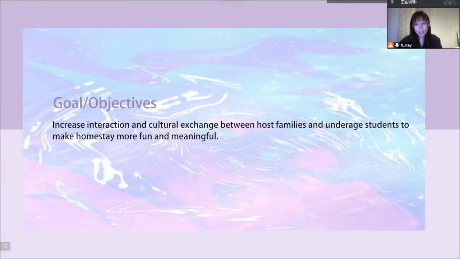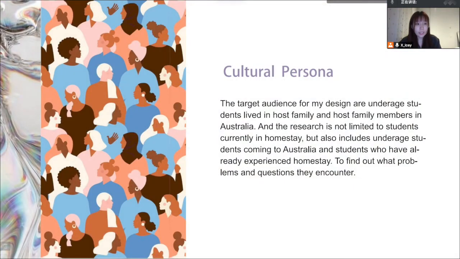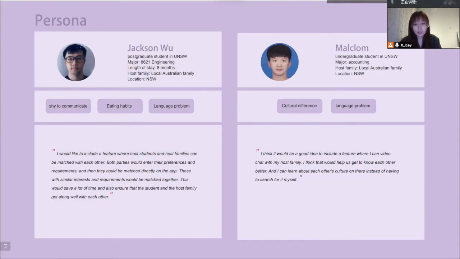So my design goal is to increase interaction and cultural exchange between host family and underage students to make homestay more fun and meaningful. In Assessment 2, the target audience is not limited to students currently in homestay, but also includes underage students coming to Australia, to find out what problems and questions they have. So I interviewed several students, for example, Jackson and Malcolm.